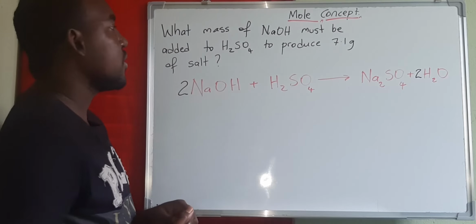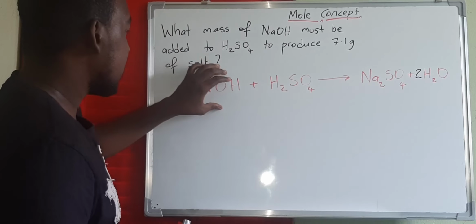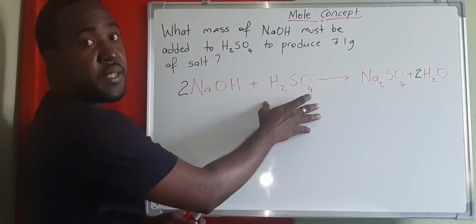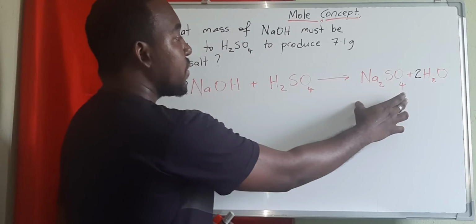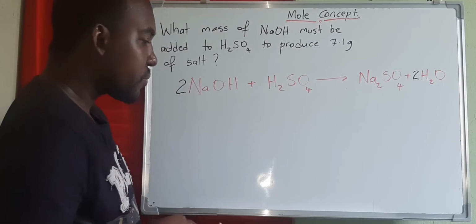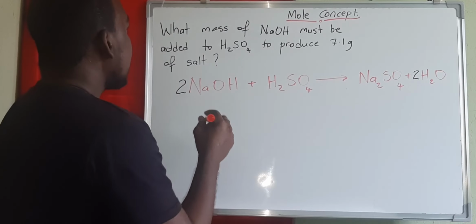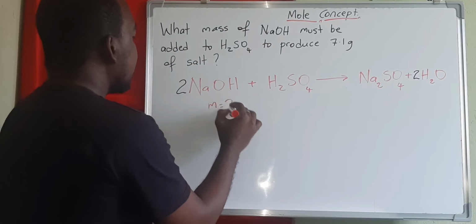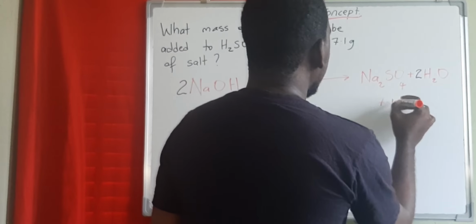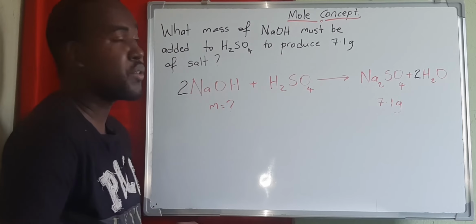So now after balancing the equation, that means we use 2 moles of sodium hydroxide to react with 1 mole of sulfuric acid to give 1 mole of sodium sulfate and 2 moles of water, all right? So the aim is to find the mass. So we're finding the mass of sodium hydroxide, right? But we're given the mass of the salt, which is 7.1 grams, sorry, right?